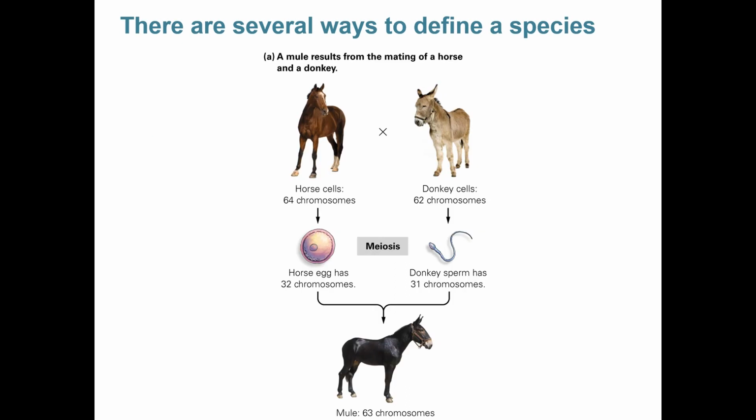For example, horses and donkeys are able to mate, but they have different chromosome numbers. This means that when they mate, they produce an organism, a mule, that has an odd number of chromosomes. These chromosomes cannot pair properly during meiosis, so the mule is sterile. This is used to emphasize the fact that horses and donkeys are different species. However, that's not always the case. Sometimes hybrids are not sterile.